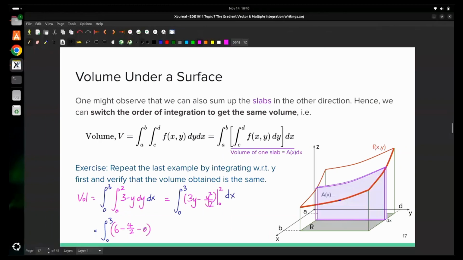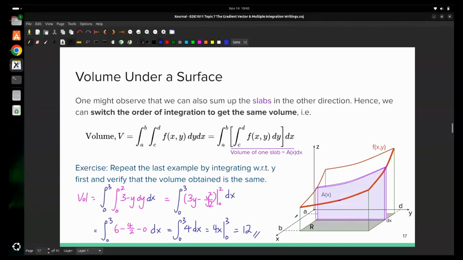Then this whole thing you have to integrate with respect to x. But this is really just 6 minus 2, so you are integrating 4 with respect to x. If you integrate 4 with respect to x, you just get 4x. After that, you substitute limits from 0 to 3, and you still get 12, which is obviously the same as earlier, because you are finding the same volume. You are just integrating in a different order. So it must give you the same volume.